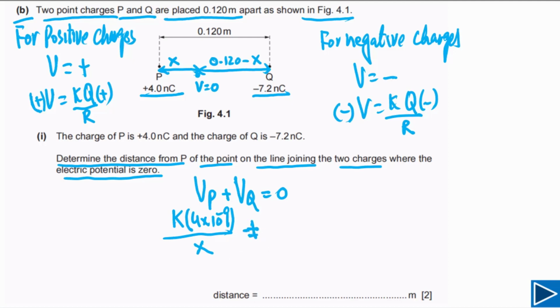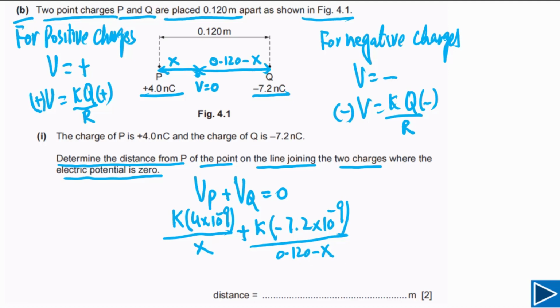So let me clean this one and rewrite. This is the plus sign here, and this is the negative charge, so the potential of this one will be negative. So we will use a negative sign here: negative 7.2 times 10 to negative 9, divided by the distance. And the distance between the charge and the point is 0.120 minus x.